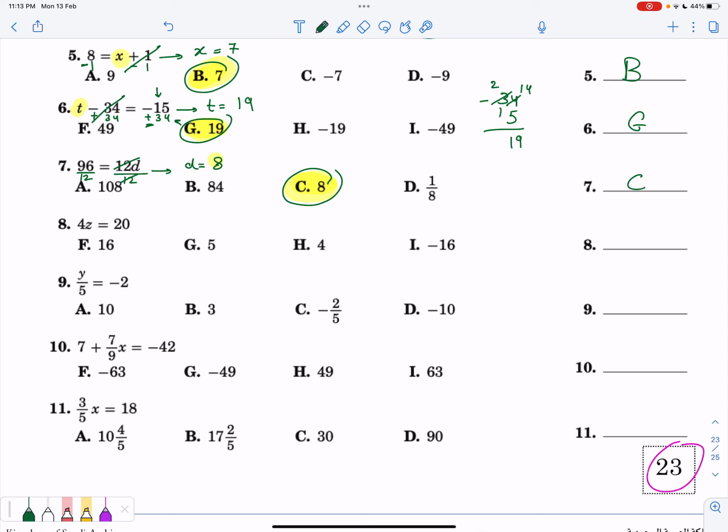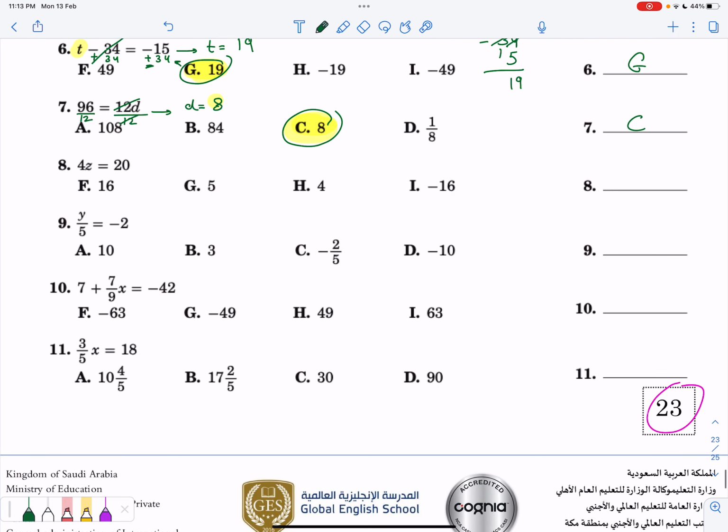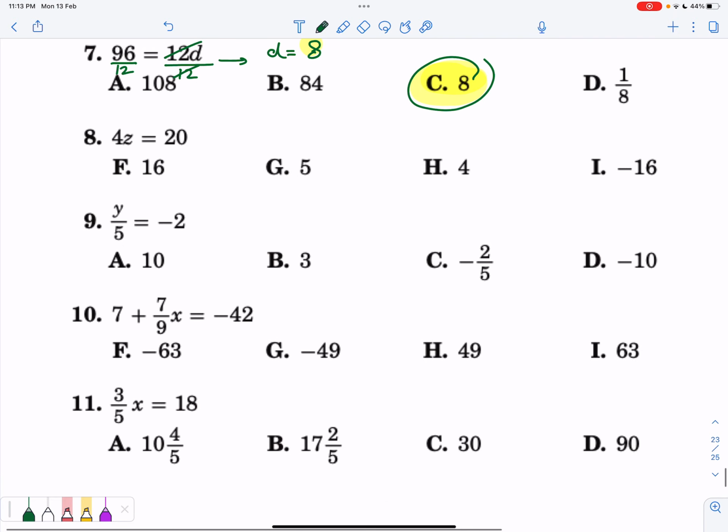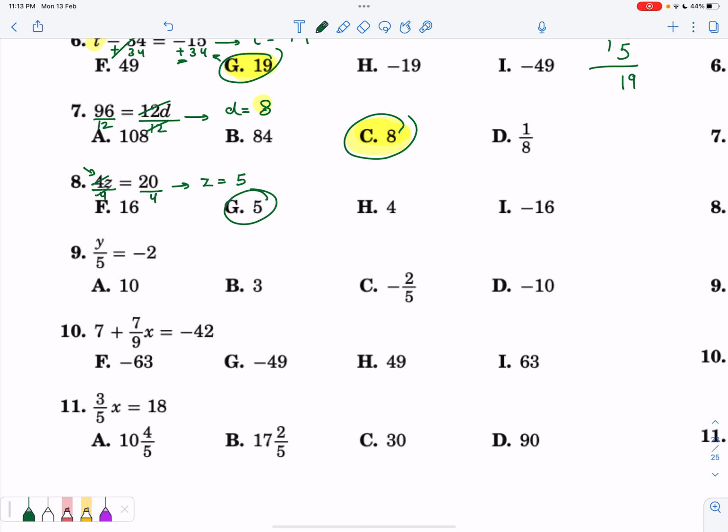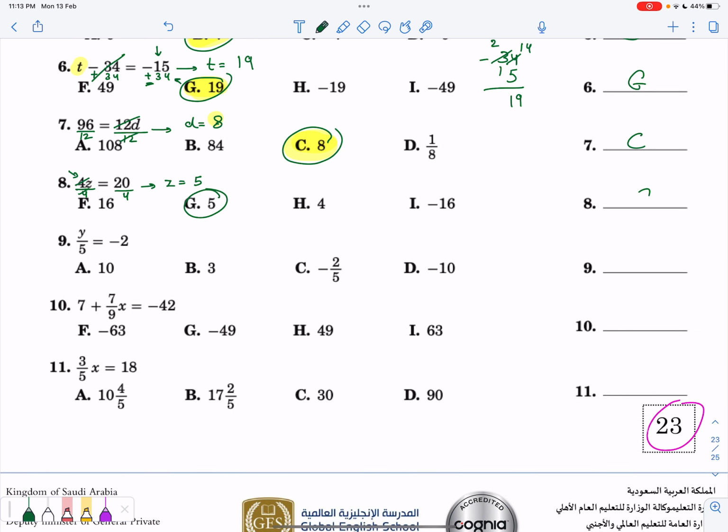Okay, then we have question 8. We have 4Z equals 20. Same thing, we have the 4 multiplied by the variable, which is Z. So you need to do the inverse operation. The inverse of multiplying is, of course, dividing. So we need to divide both sides by 4. So Z is equal to 20 divided by 4, that is equal to 5. So the correct answer is G. It is 5.